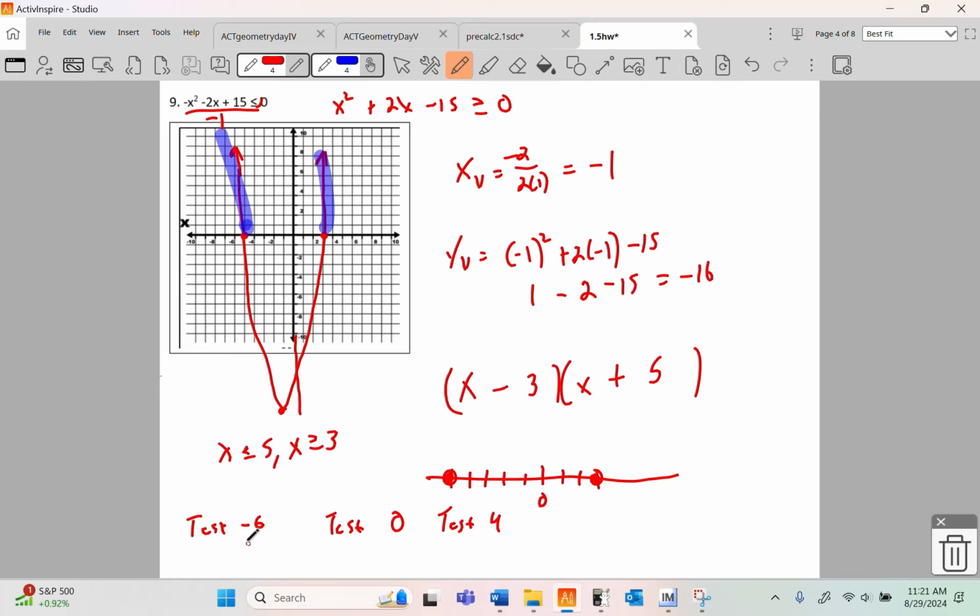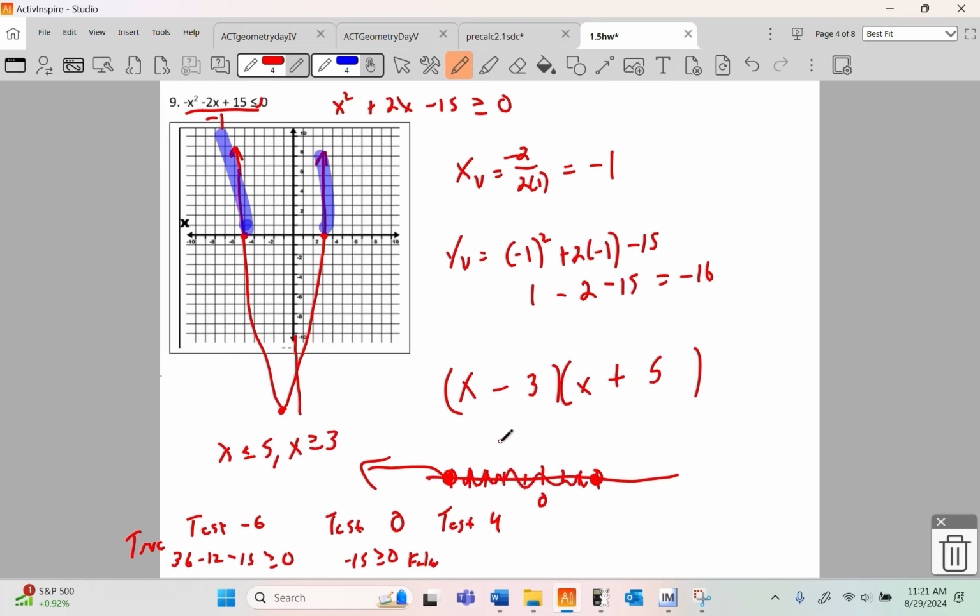If I plug negative 6 into this equation up here, I'm going to have 36 minus 12 minus 15, and my new relationship is being bigger than or equal to 0. And that is true. So I get to keep everything left. If I take 0 and plug it up here, I have 0 plus 0 minus 15. Negative 15 greater than or equal to 0 is false. So none of this stuff matters.